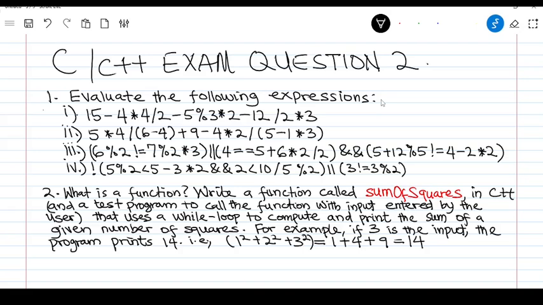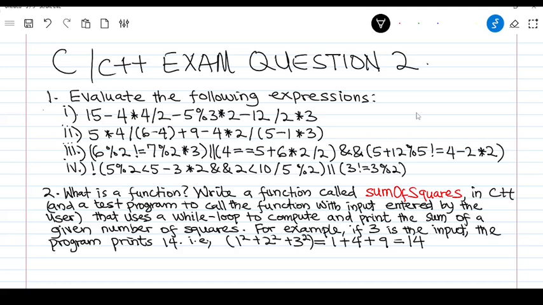So in today's video on Take with Jaja's channel, we're going to evaluate some C or C++ exam past questions. The first one is this: evaluate the following expressions. The first expression is 5 minus 4 times 4 divided by 2 minus 5 modulo 3 times 2 minus 12 divided by 2 times 3.